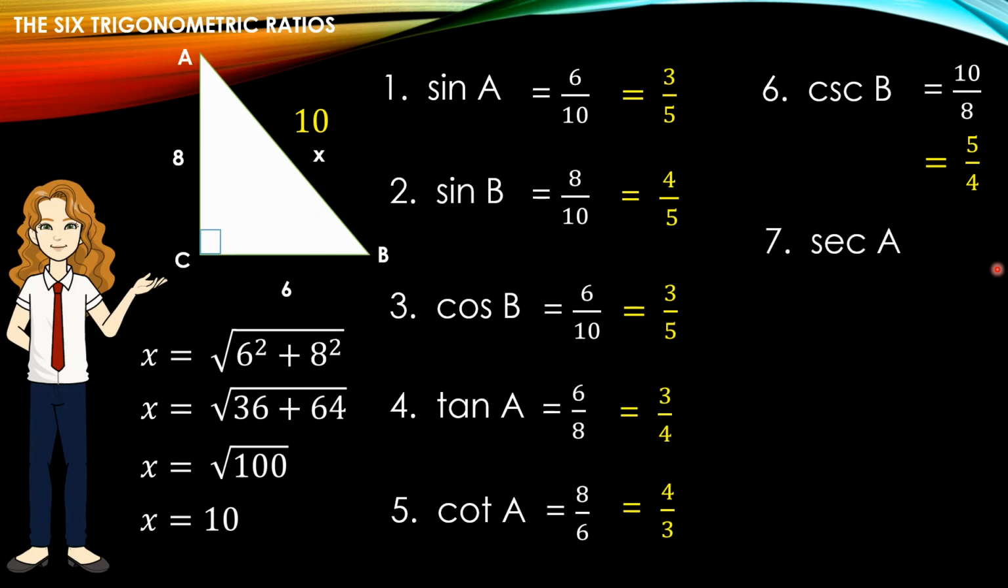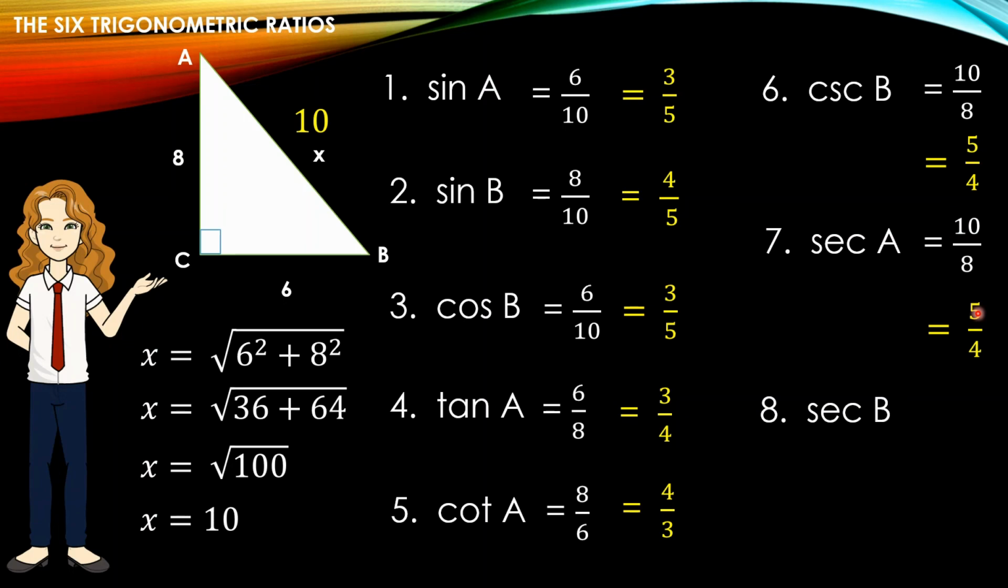Number 7 is secant A. Secant A is the reciprocal of the cosine, right? Look for the angle A. Adjacent over hypotenuse is the cosine, so the reciprocal is the hypotenuse over the adjacent. So it becomes 10 over 8. Then lowest term, divided by 2, so we have 5 over 4.